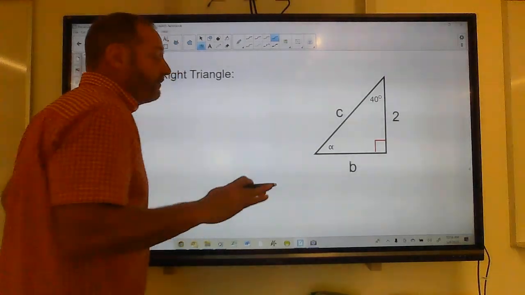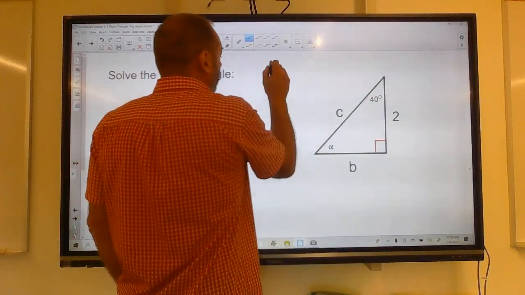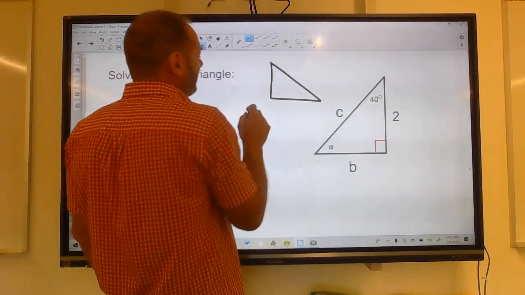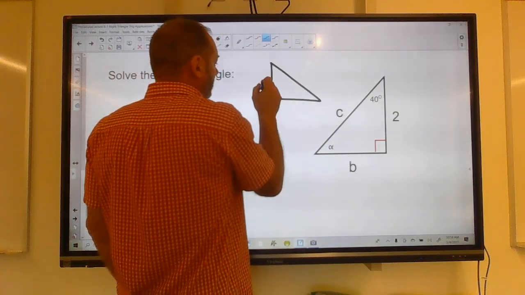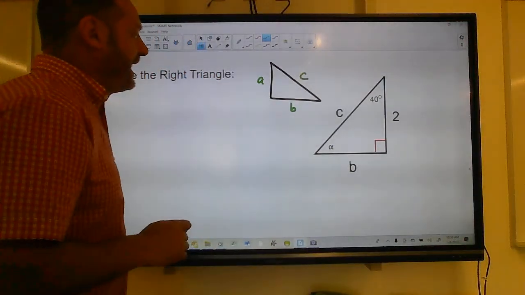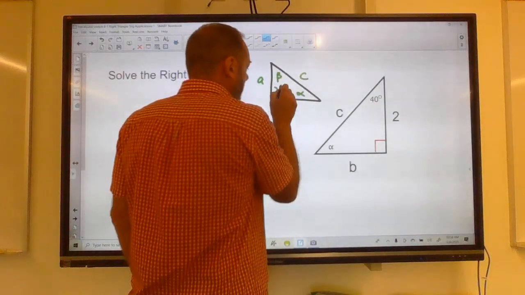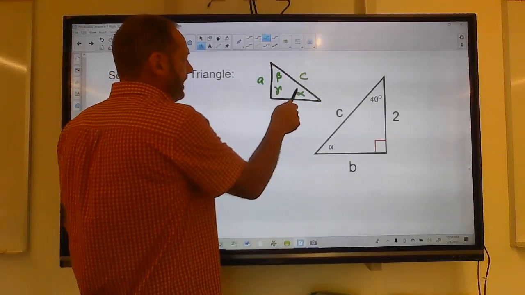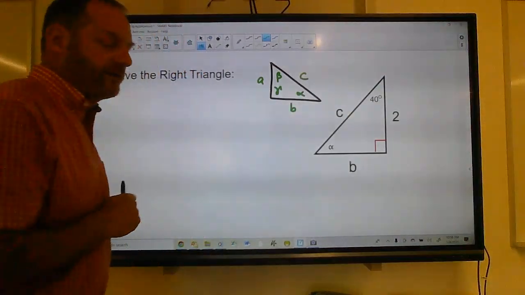So now, keep in mind that we always do this. When we have a triangle, we always label the sides A, B, and C, and then we label the angles alpha, beta, gamma. Okay? So alpha is across from A, beta is across from B, gamma is across from C. Always. Okay?